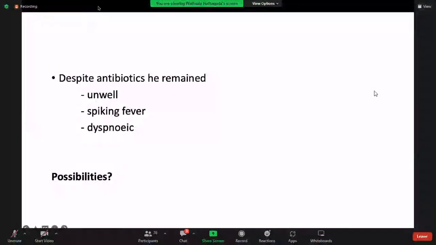There can be resistance. Yes, so one said there could be resistance to antibiotics, right? Yes. And another one said there could be a complication. All right. So what are the other possibilities? Empyema or abscess formation? Yes, empyema, abscess, local complication. Yes, what else? The antibiotic cannot cover the particular organism.